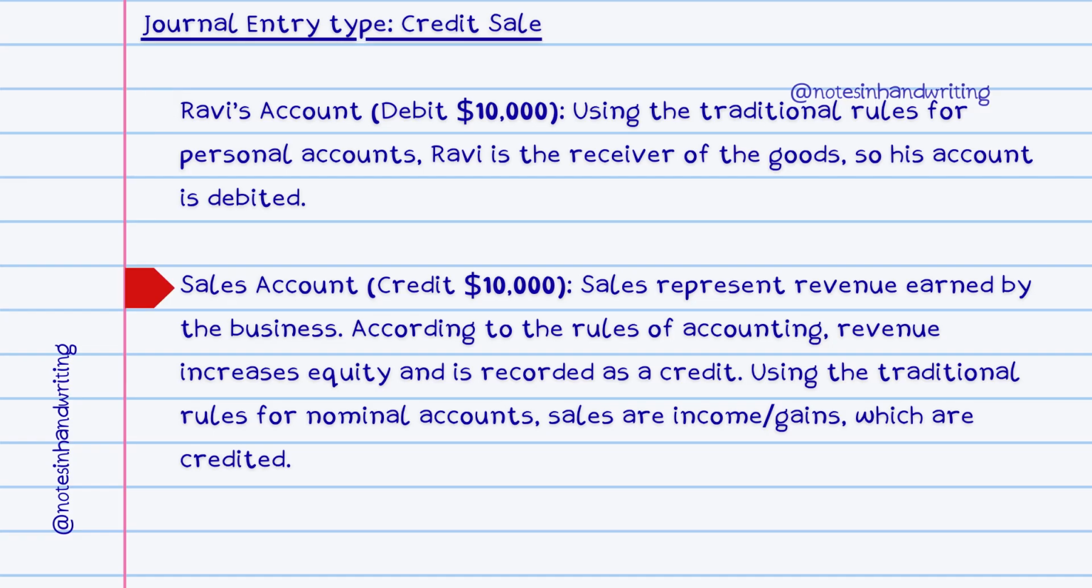Sales represent revenue earned by the business. According to the rules of accounting, revenue increases equity and is recorded as a credit. So, using the traditional rules for nominal accounts, sales are income, which are credited. In other words, sales generate income, so sales account is credited.